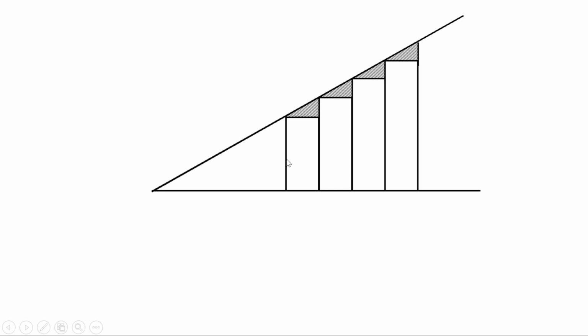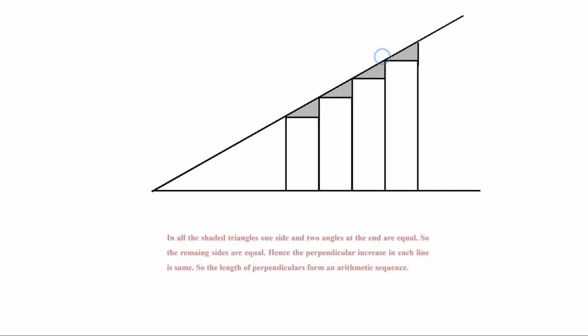That means to this line, this much is added to get the second line, and the same length is added to the second line to get the third line, and the same length is added to the third line to get the fourth line. So the same length is added to each line to get the next line. So it is an arithmetic sequence.